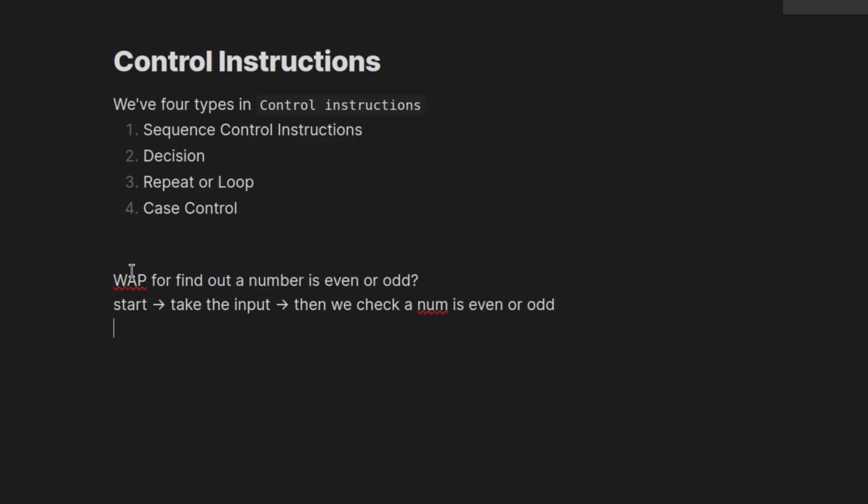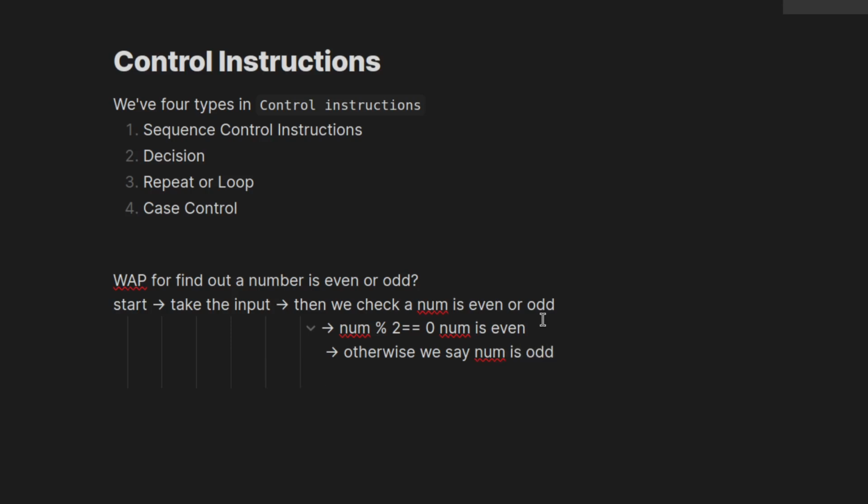And how do we check whether a number is even or odd? We check if num is greater than 0, then we say okay, this is a valid number. If num is divisible by 2, then we say num is even. Otherwise we say num is odd.